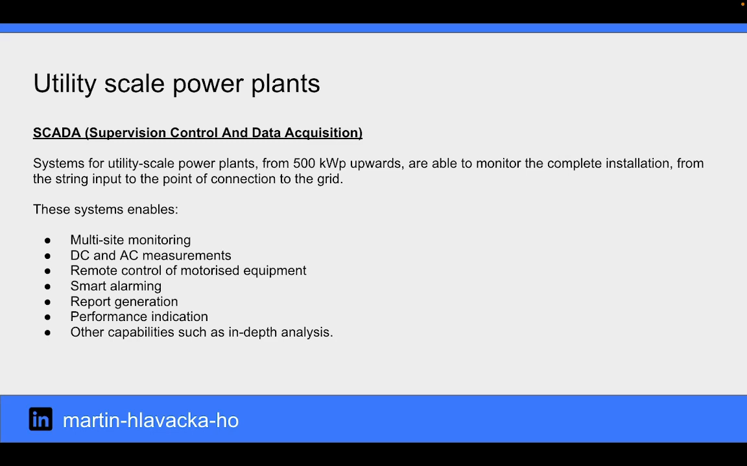Systems for utility scale power plants from 500 kilovolt peak upwards are able to monitor the complete installation from the string input to the point of connection to the grid. These systems are based on a SCADA system which enables multi-site monitoring, DC and AC measurements, remote control of motorized equipment, smart alarming, report generation, performance indication, and other capabilities such as in-depth analysis.